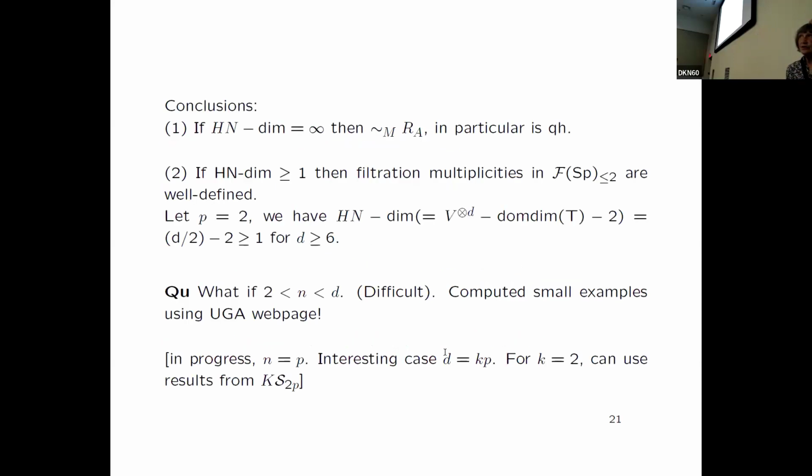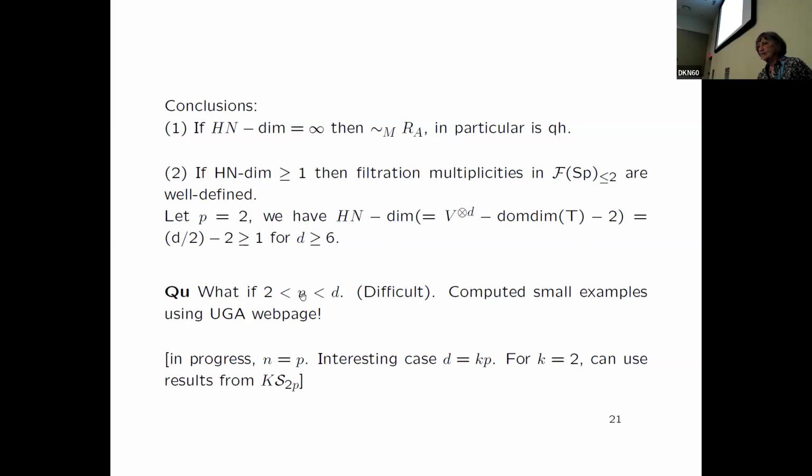And I should just say something about conclusion, because maybe you can put up with another minute of mine. So one is, if the dimension is infinite, then the algebra is Morita equivalent to the Ringel dual and is quasi-hereditary. And we've said if the dimension is at least one, then filtration multiplicities are well defined. And so now we use this just for the category of modules with Specht filtration, where the partitions occurring have at most two parts. And then you get a little bit more, because when you take p equals 2, then this dimension is d half minus 2, and this is greater or equal to 1 for d at least 6. So you do get some partial filtration multiplicities well defined, which is perhaps interesting.